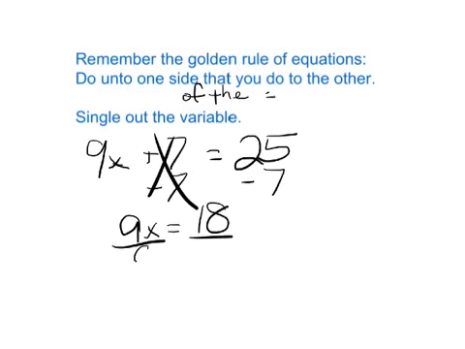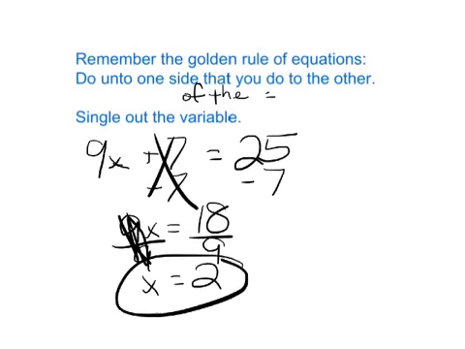Next step, divide by 9. Canceled out. Do it to one side that you do to the other, so dividing by 9 on both sides, x equals 2. That's what we want to do. We want to isolate the variable. We want to get it alone. Isolate the variable.